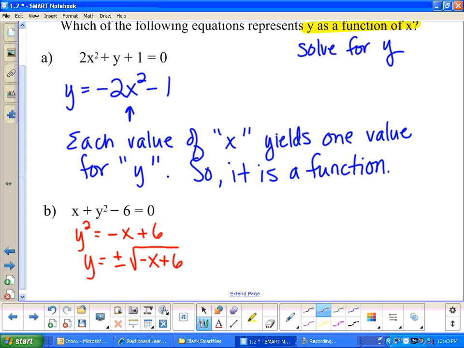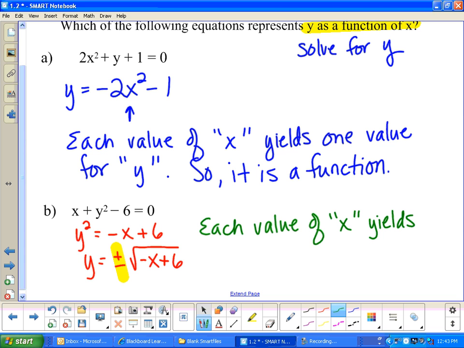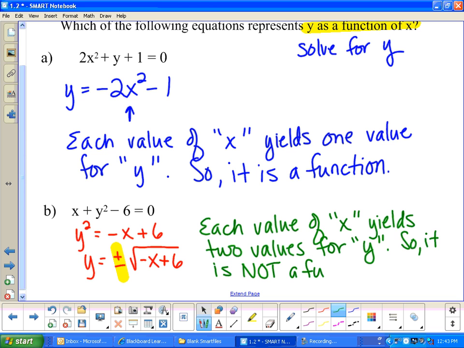Now, for every value of x that I put in, I now have two values of y. So each value of x in this one yields two values for y. So it is not a function.